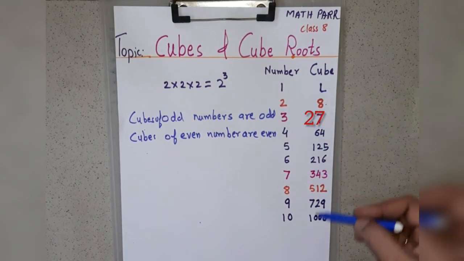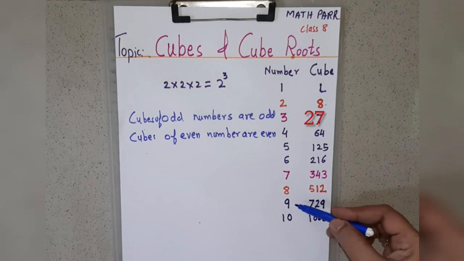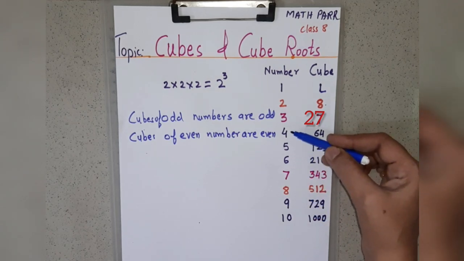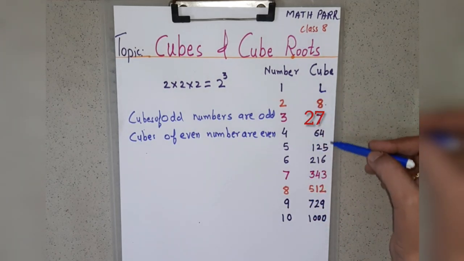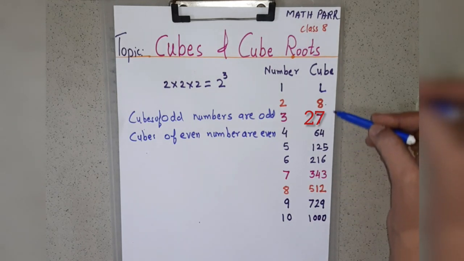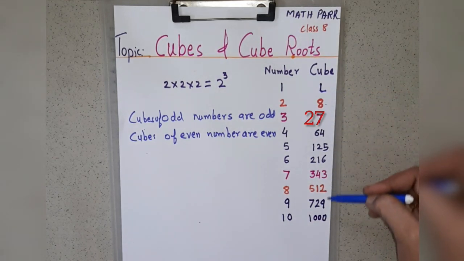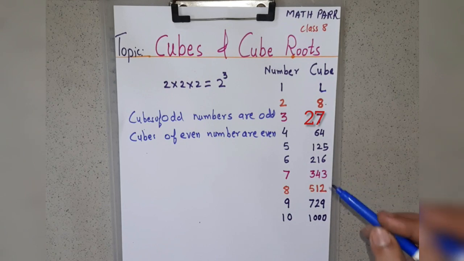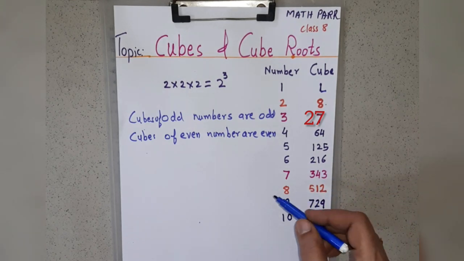The numbers ending with 0, 9, 6, 5, 4 and 1, their cubes are also ending with the same digits. Is that clear, children? Okay, so this was about the properties of cubes.